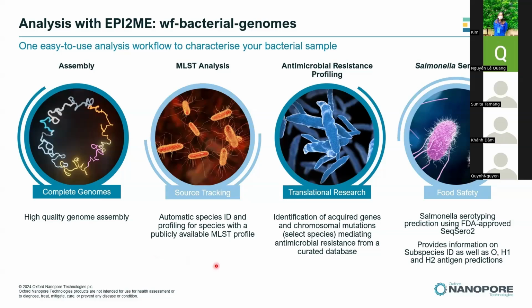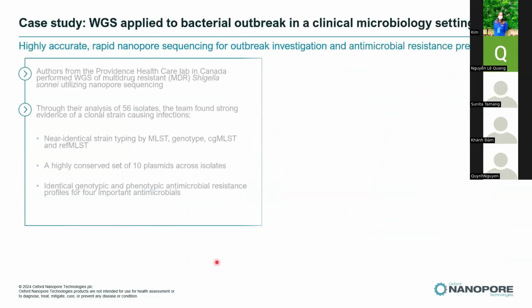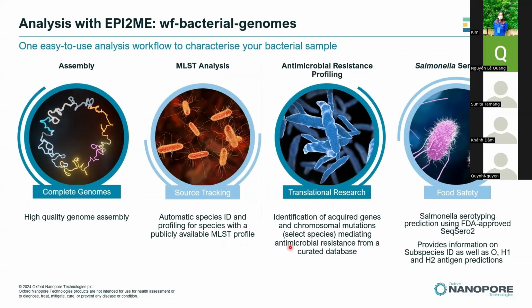We also integrate multi-locus sequence typing, MLST, a widely used method for strain identification and epidemiology tracking. So this workflow automatically identifies the bacterial species and provides a profile for any species with a publicly available MLST profile.